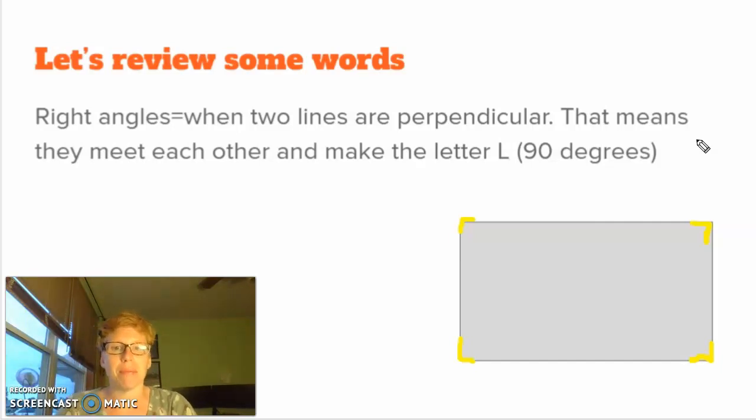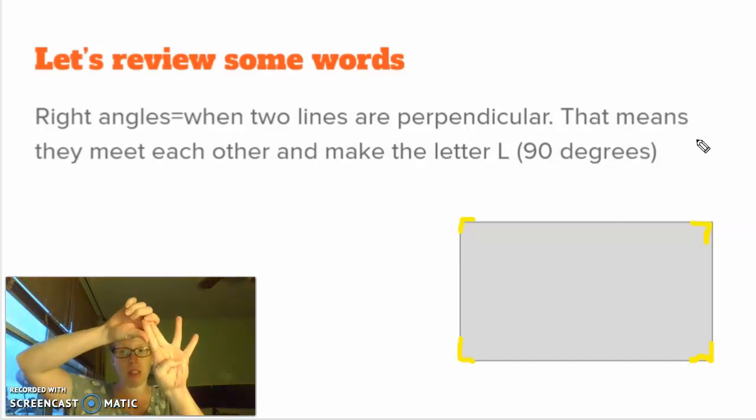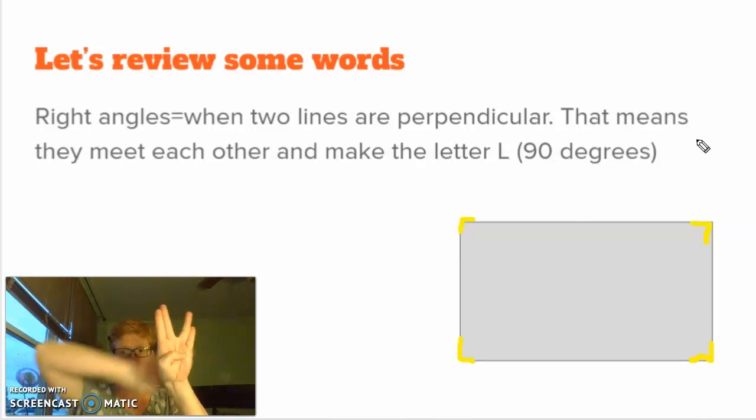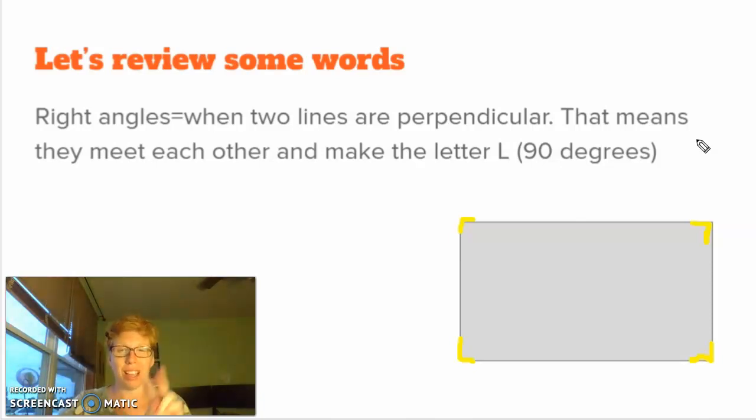Let's take it a step further. How many pairs of right angles? Remember, 2 in a pair. So if it has 4 right angles total, and we split those up into 2 pairs. So this rectangle has 2 pairs of right angles. Remember, the right angle makes the letter L. Or it could be an upside down L or a sideways L. But think of the letter L when you hear right angle.